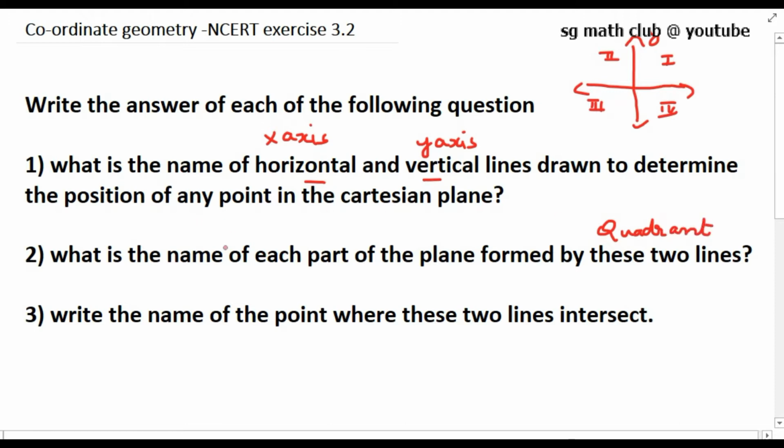So what is the name of each part of the plane? Each part of the plane is called a quadrant. Write the name of the point where these 2 lines intersect. That means the x-axis and the y-axis intersect at this point, and this point is called the origin.